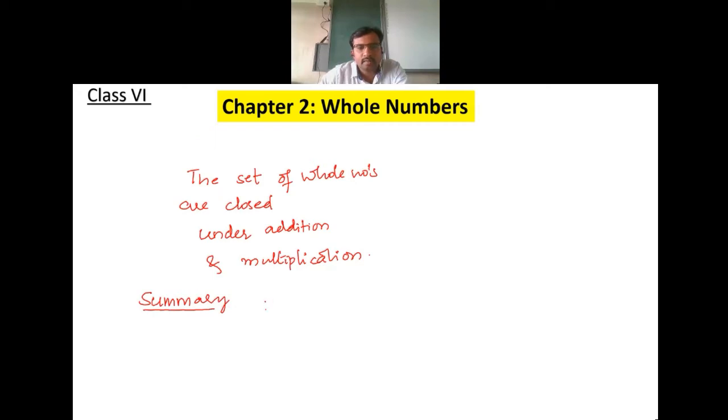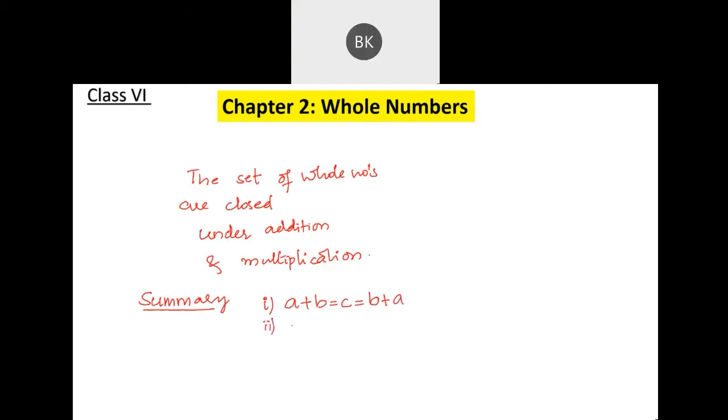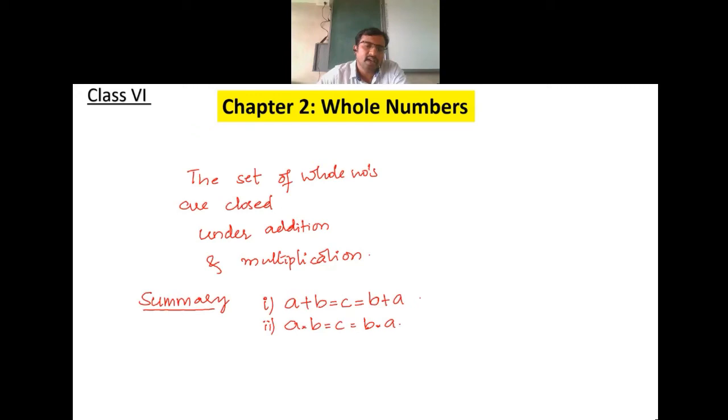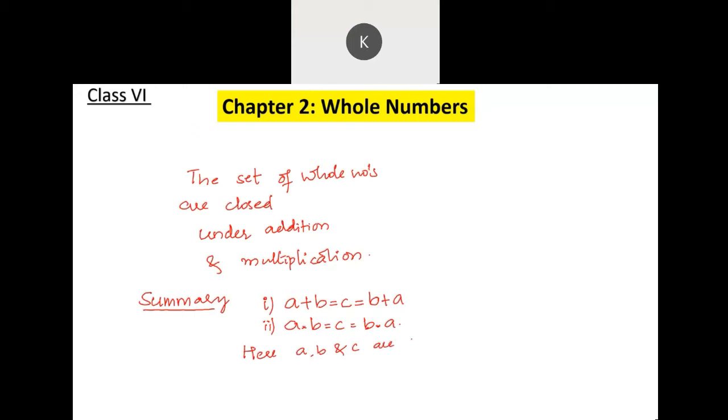The summary is: A added to B, we get C, which is equal to B added to A. The second one, A multiplied by B is C, which is equal to B multiplied by A. Here A, B, and C are whole numbers.